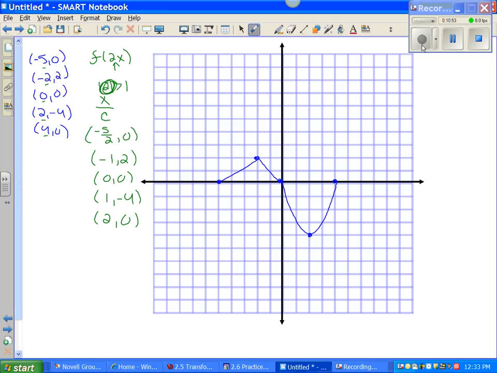We get negative 2.5, 0, negative 1, 2, 0, 0, 1, negative 4, and 2, 0. Okay, so what this is, it's a horizontal shrink. When the c value is bigger than 1, it's a horizontal shrink.